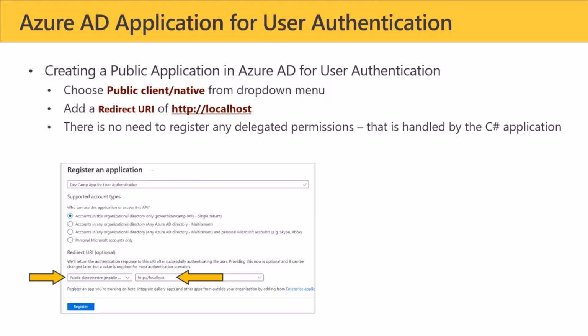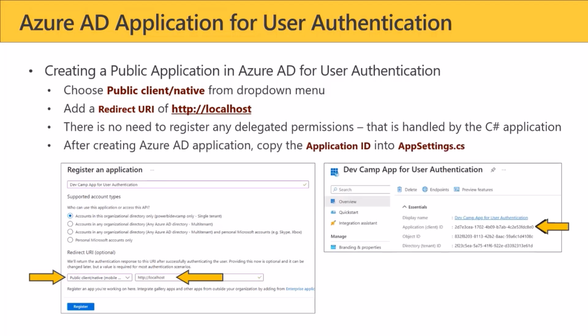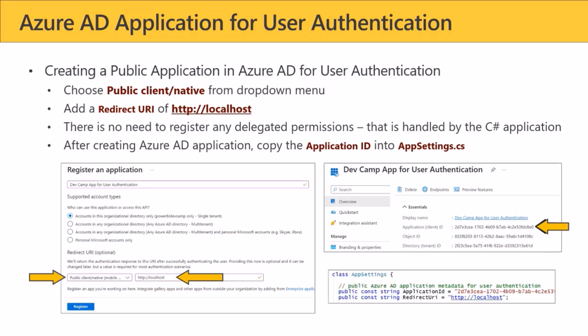But what's important here, and what I see a lot of confusion on, is that you don't need to register any permissions in the application. Instead, they're going to be handled by the C# application. So really, you create a new application, set it to public client, add in localhost, click register, and you're done. Then you get that application ID, add that into the app settings.config file, and that's it. You can go ahead and run it.